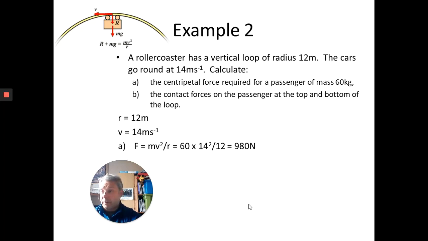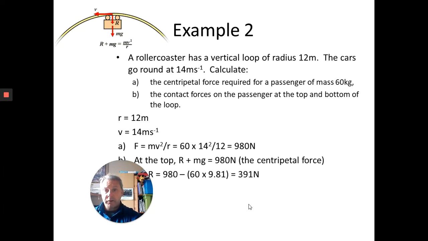Because you're going around in the loop as well as the whole train, you can just look at an individual person and make them the system. So F equals mv squared over r. So it's 60 times 14 squared over 12. It equals 980 newtons.